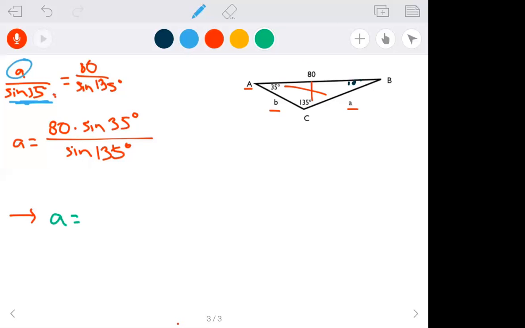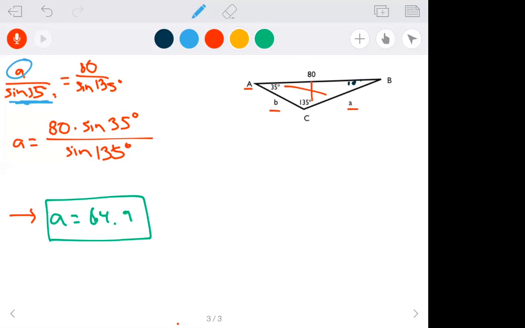Once I calculate this on my calculator, I end up with A equals, so let's do that in a minute. So 80 times sine of 35 gives me 45.886. Divide that by the sine of 135, and that gives me 64.8927. So we're going to round that to 64.9. We don't have a unit of measure here, so we're going to leave it the way it is.